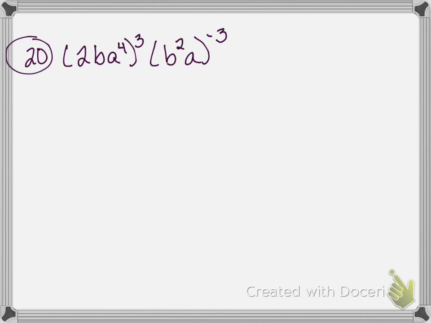Number 19 says, perform the indicated operations and simplify. That's what we're doing here: we're using our exponent rules, and then simplifying our final answer. I want you to look at a couple things right here. The very first thing you need to look at is this 3 on the outside and this negative 3 on the outside. Both of those are outside, so everything inside those parentheses is being raised to that power. You must deal with each of those first before you do anything else.